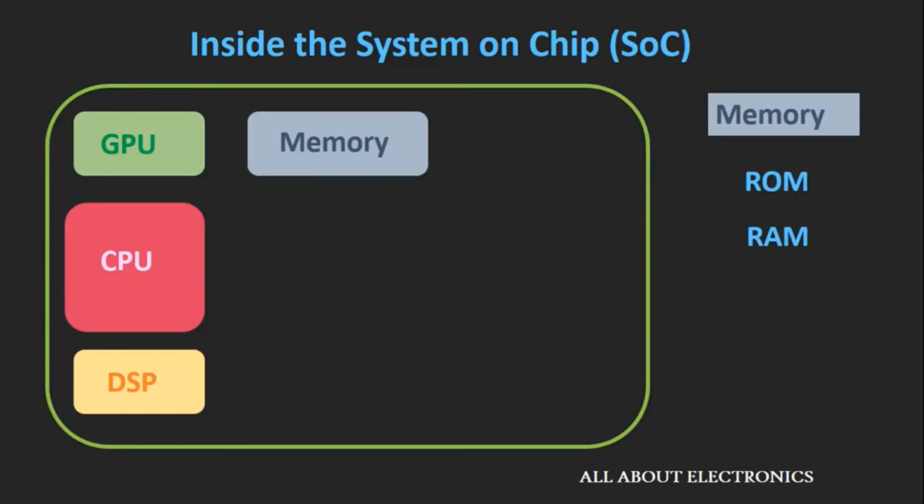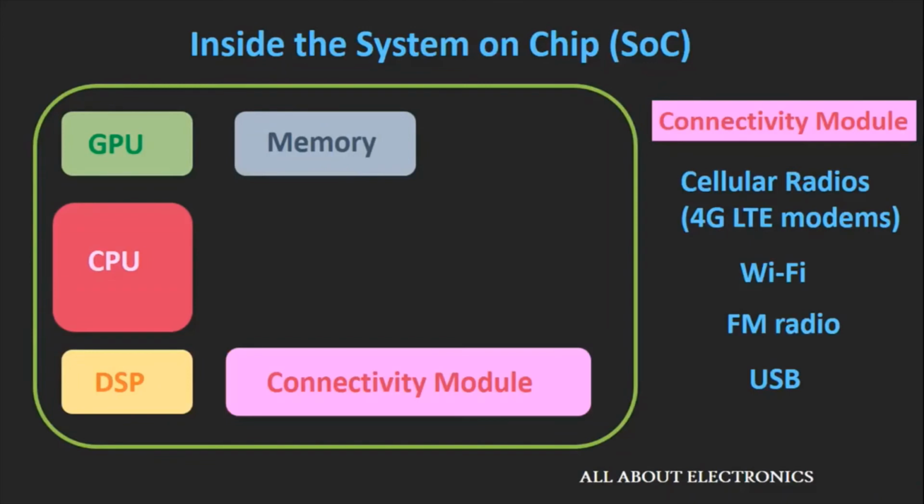The next thing that you will see inside the system on chip is the memory element, which contains the storage memory, that is the read-only memory, and the volatile memory, that is the random access memory. The next module is the connectivity module. This module ensures that the user has all kinds of connectivity like Wi-Fi, FM radio, USB, Bluetooth, sometimes GPS and cellular radios. So these are the basic modules that you will see inside the system on chip.